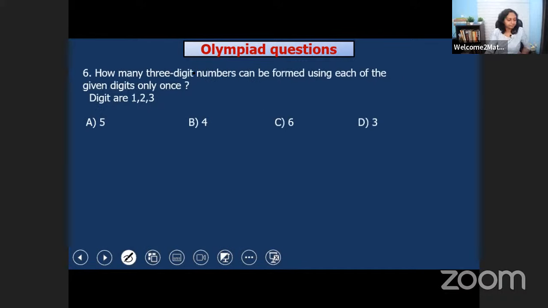Question number 6. So what is the question? Let's read the question first. How many 3-digit numbers can be formed using each of the given digits only once? Okay, so we have 1, 2, 3. These 3 digits we have. So how many numbers can we form with the help of 1, 2, and 3? But we have to use each digit only once. So, want to try this?